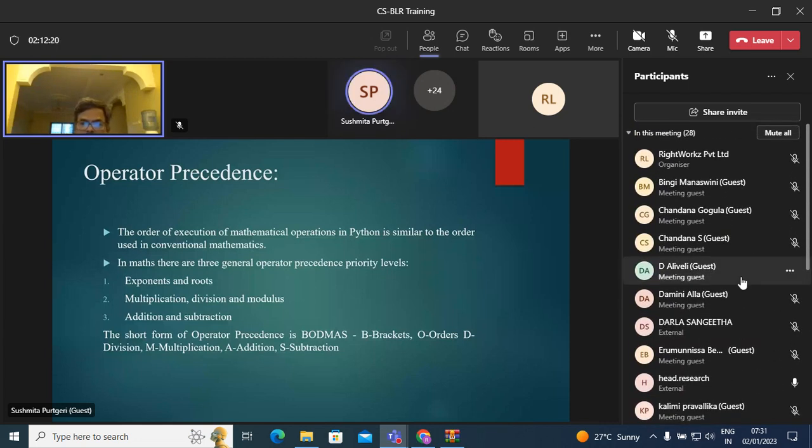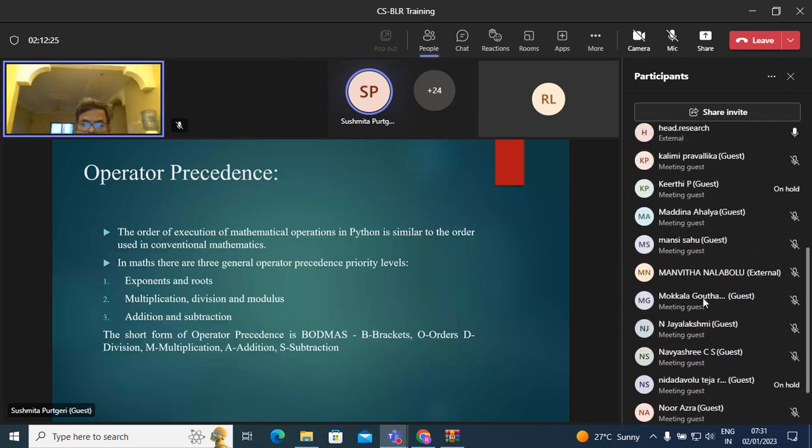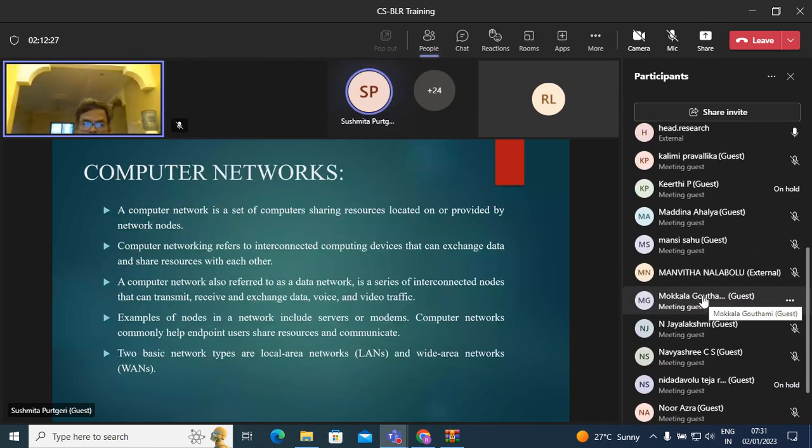And the next question is, what is computer networks and topics of computer networks? A computer network is a set of computers sharing the resources located on or provided by the network nodes. Computer networking refers to interconnected computer devices that can exchange data and share resources with each other. A computer network, also referred to as a data network, is a series of interconnected nodes that can transmit, receive, and exchange data, voice and video traffic.